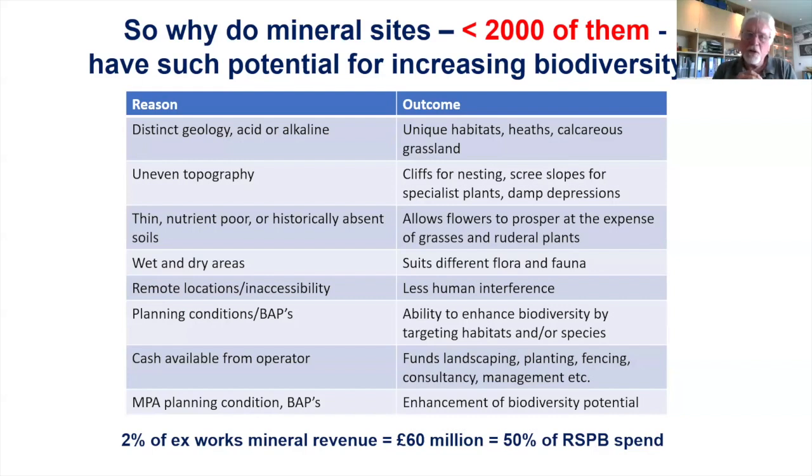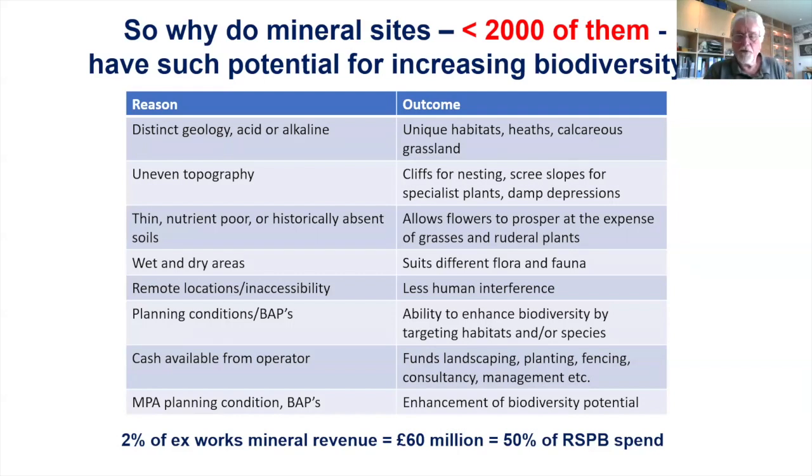The topography's obviously uneven, and nature likes that. Nature doesn't really like flat. It likes undulations. It likes wet areas and dry areas and cliffs and screes and all sorts of things like that, because different plants and insects are adapted to those things. The soils are often thin, they're often nutrient poor or historically absent. And sometimes because quarry managers have buried them or sold them, to be honest. This allows flowers to prosper at the expense of grasses and more ruderal plants that need more nutrients. And we'll come back to that.